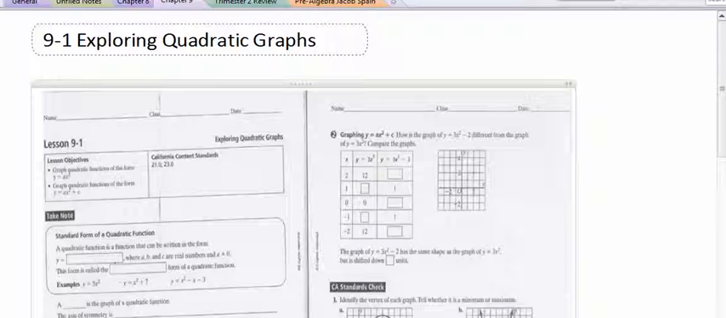Okay, today's lesson is lesson 9-1. I've given you a paper of notes. There's 2 pages, and I want you to glue those on the left side of page 72.